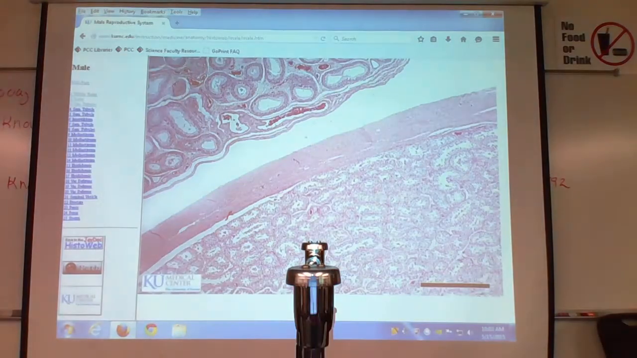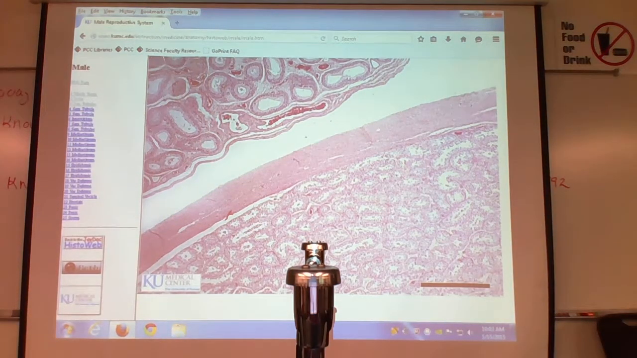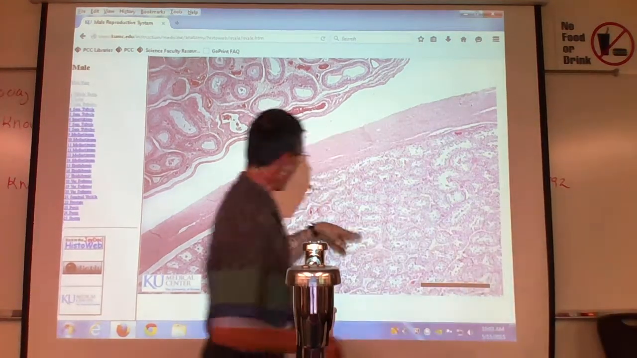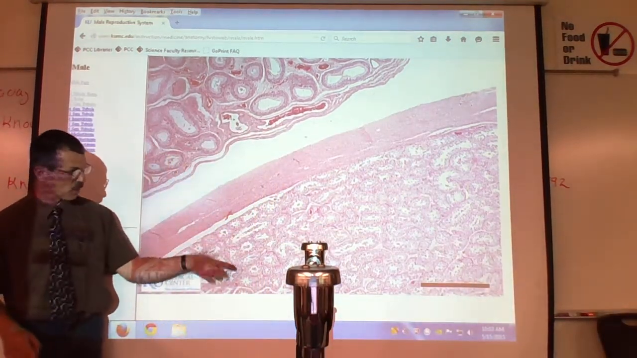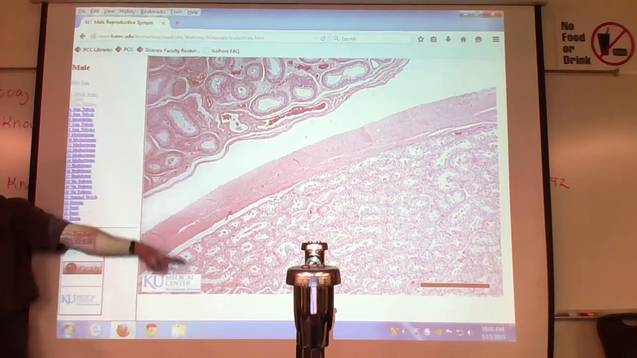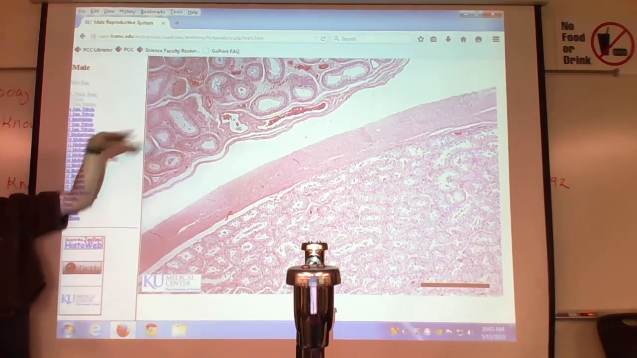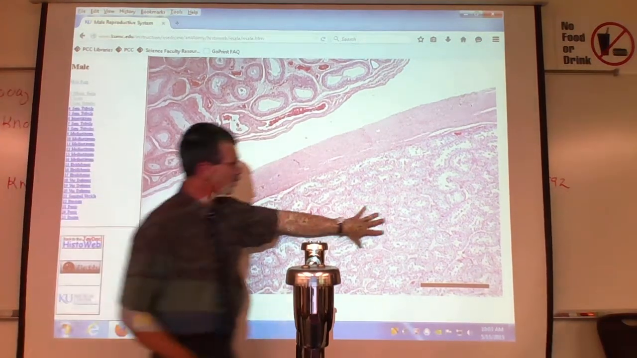Are there seminiferous tubules? There are two things here. Which one is the testis? The bottom, this one on the right. Yeah, it's hard to see, but these are the little sperm in the tubes. These are not those. So that's the epididymis. It looks slightly different. But this is the seminiferous tubules.